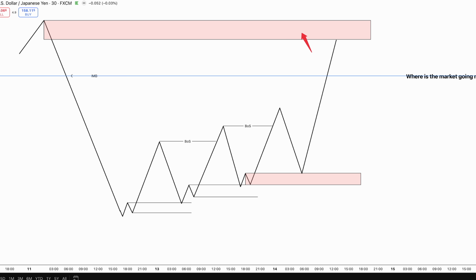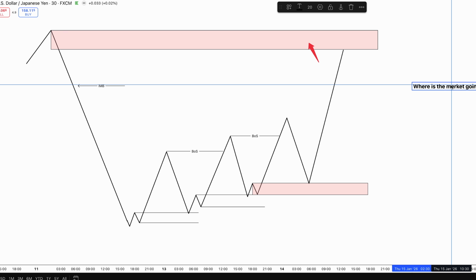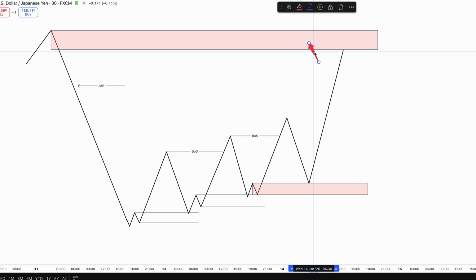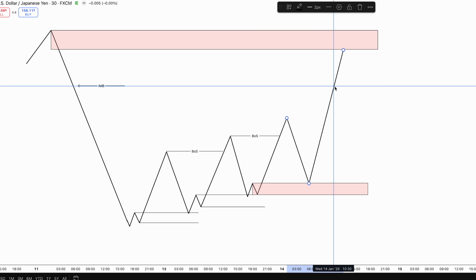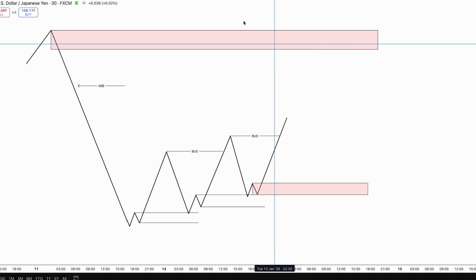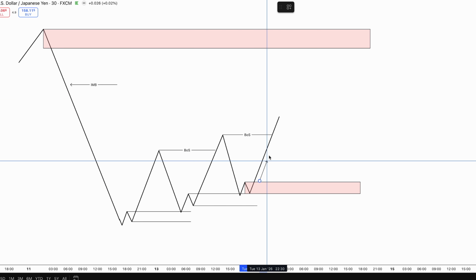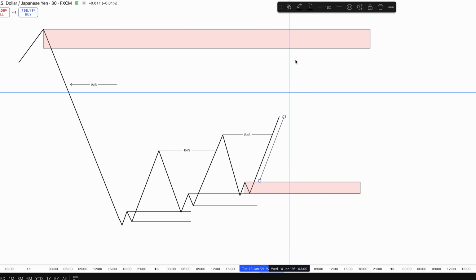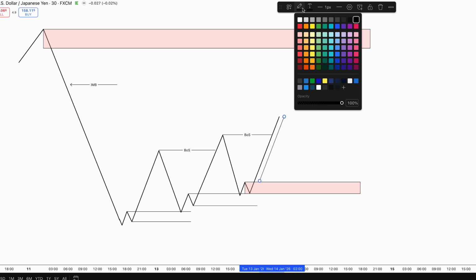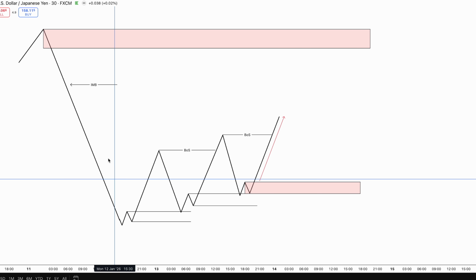Where is the market going next? Now, the theory behind imbalance and why these things work comes down to that battle between buying and selling that we saw previously. In the supply and demand class and in the market structure class, we discussed how these pro-trend movements create breaks of structure and come from areas of supply or demand. So in this case, this is a bullish move.